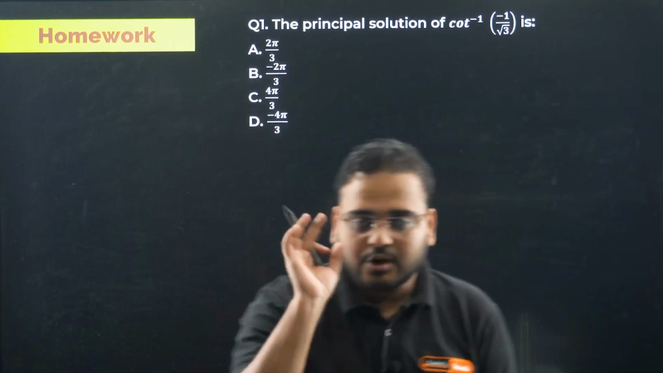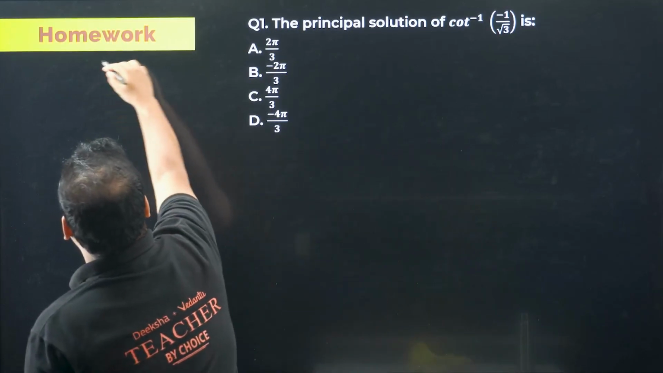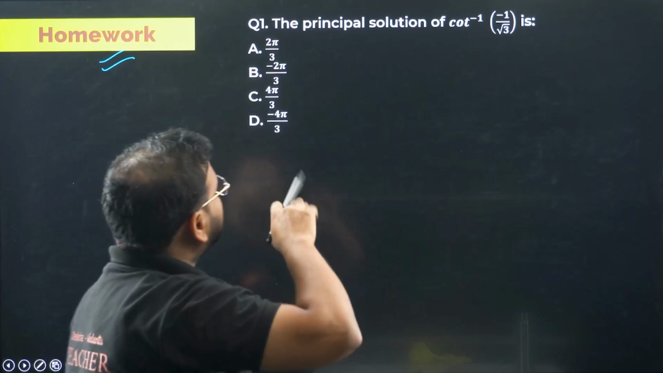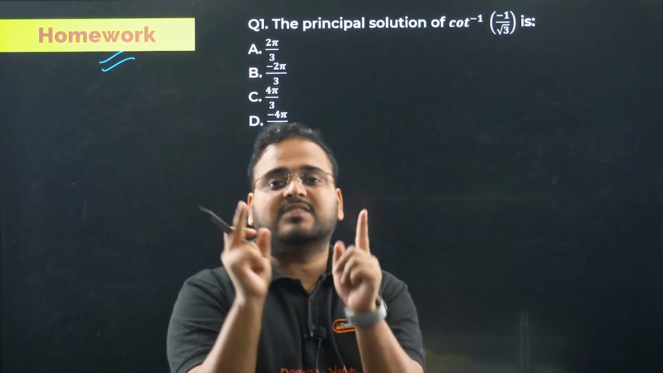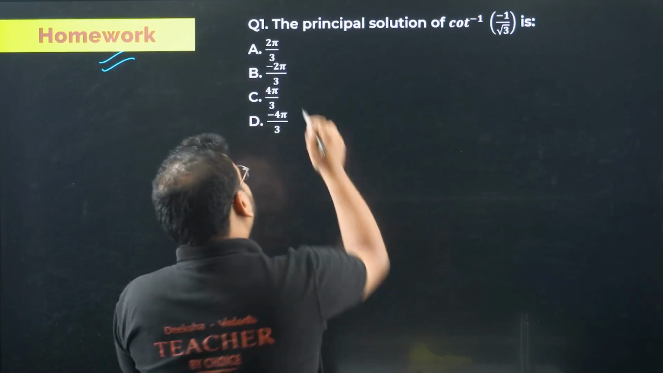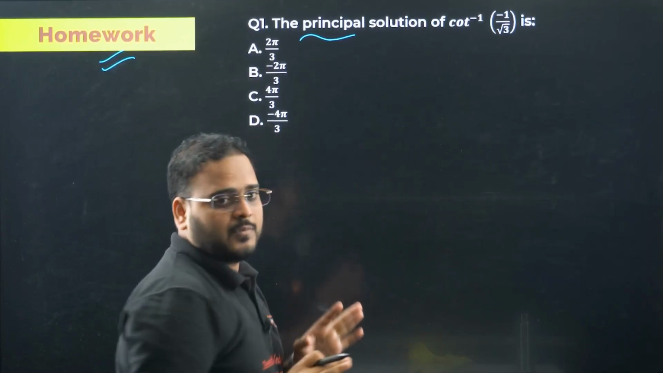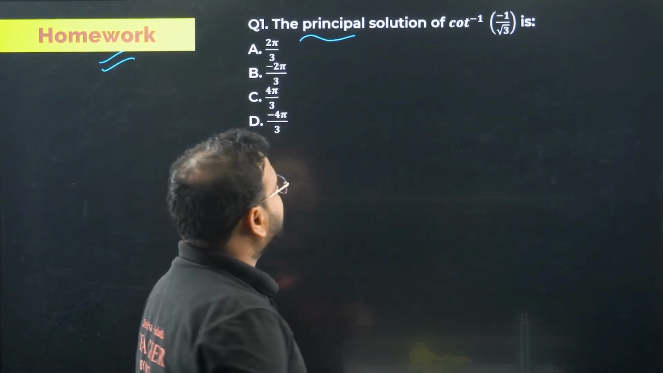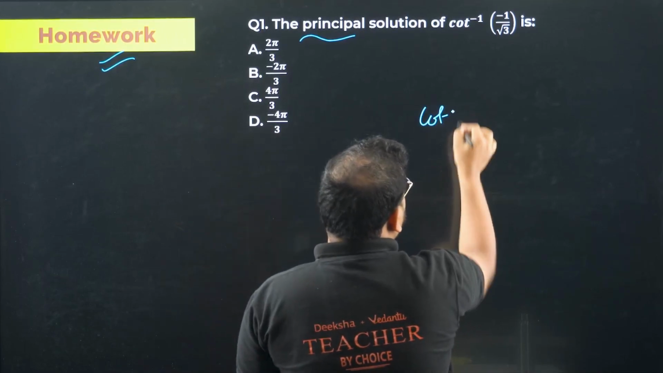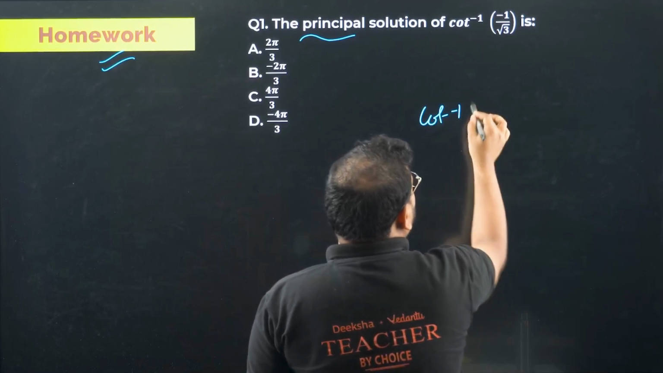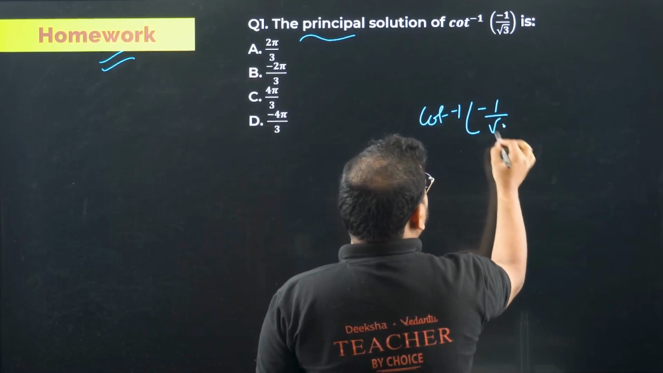Right now, question number 1, this is the homework. If you remember, this was the homework: a principal solution of cot inverse. What is the meaning of principal? We are talking about the restricted domain. So the value that comes out of this, how do you solve this question? Cot inverse is there with a minus sign, minus 1 by root 3.